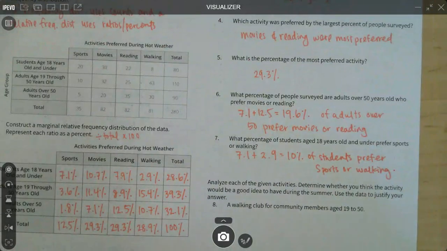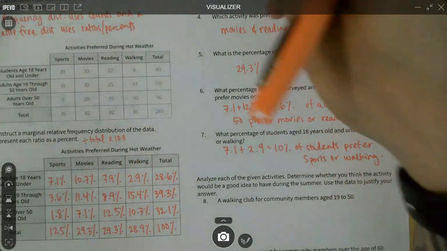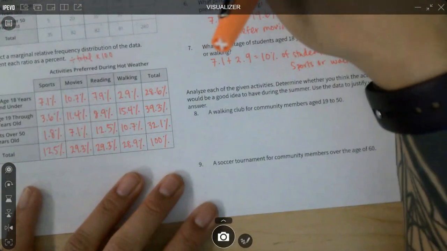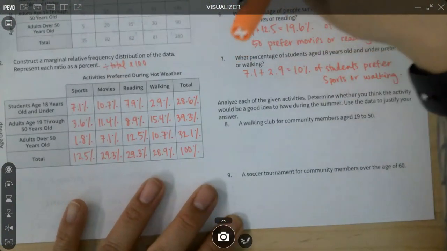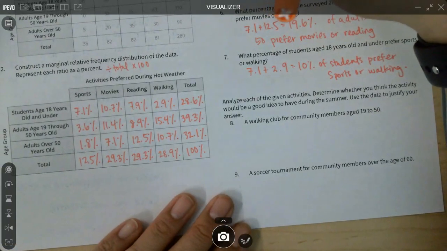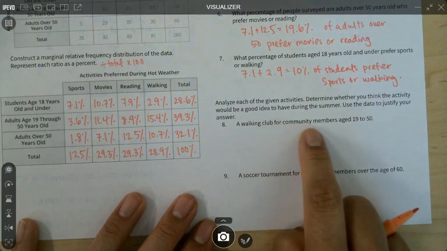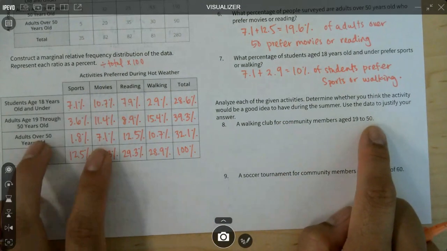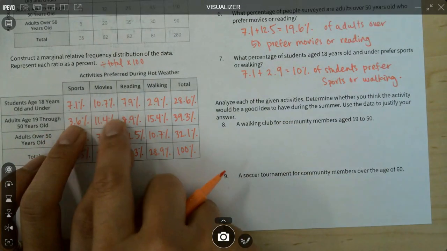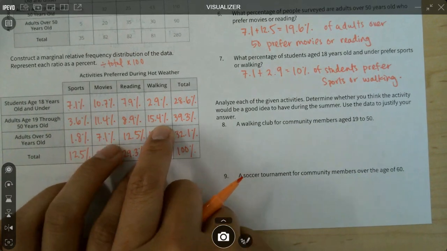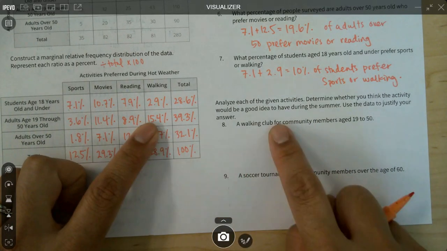Now it says analyze each of the given activities. Determine whether you think the activity would be a good idea to have during the summer. Use the data to justify your answer. It says a walking club for community members aged 19 to 50. So let's look at 19 to 50 and see how many prefer walking. That's actually the most preferred activity, so yes, that would be a good activity.